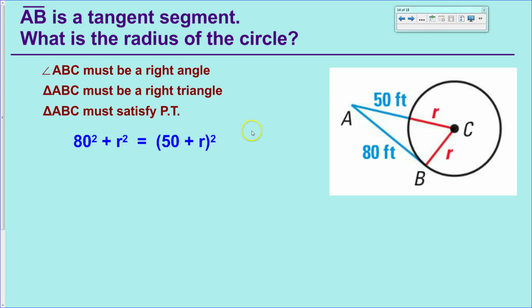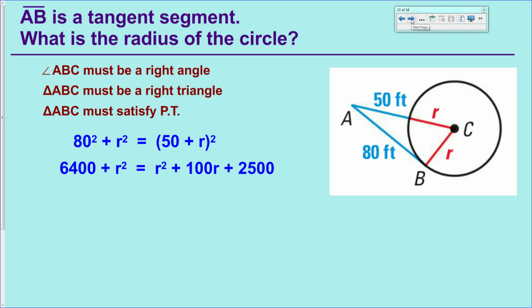And because I saw it so many times on that solving square roots worksheet, I'm going to plead and beg with you, please do not distribute this power of 2. This is a binomial squared. You need to FOIL it. And if you do that, the next line looks like that. 80 squared is 6400, r squared is r squared, and once you FOIL that and combine like terms, you get r squared plus 100r plus 2500.